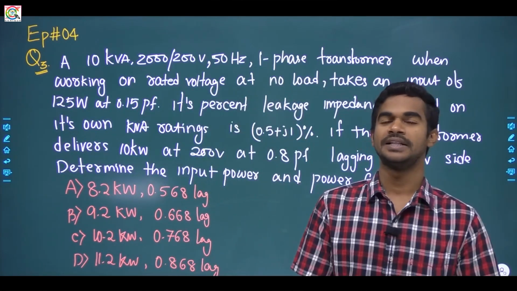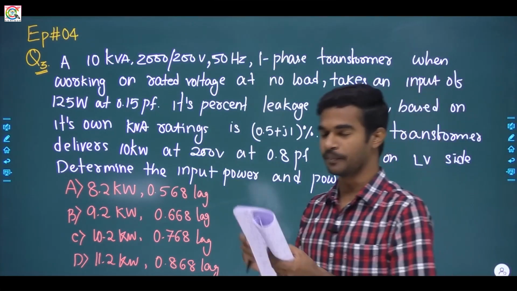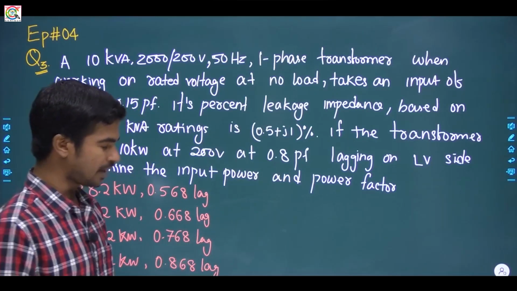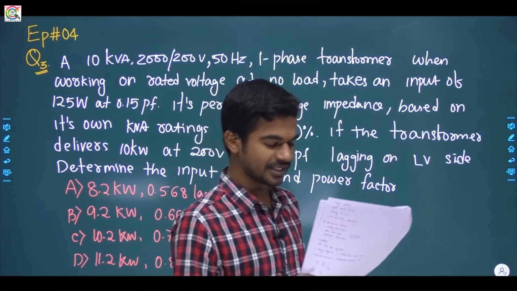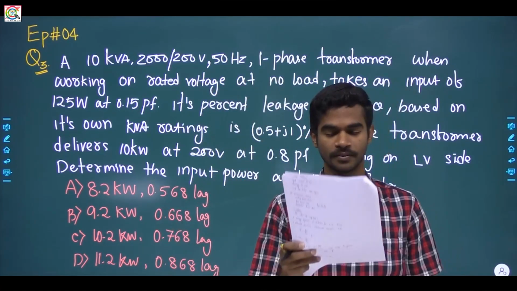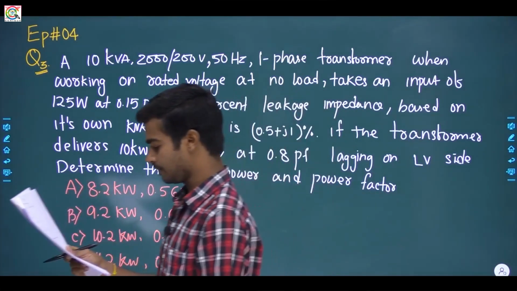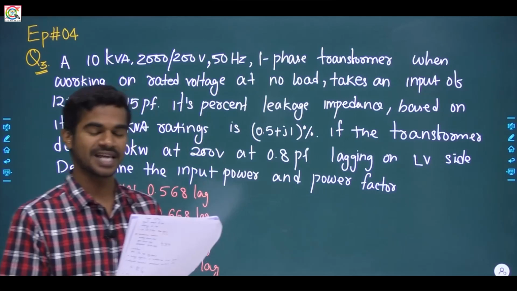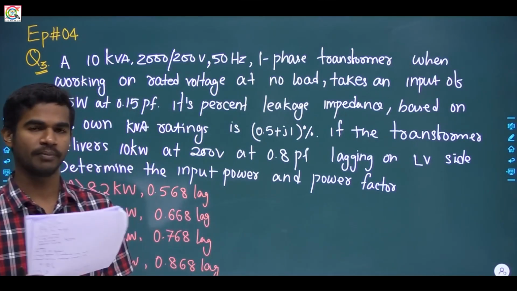This is the fourth episode and I am going to discuss another important question regarding the equivalent circuit. First of all, read the question carefully. The question is: a 10 kVA, 2000/200 volt, 50 Hz single phase transformer, when working on rated voltage at no load, takes an input of 125 watt at 0.15 power factor.